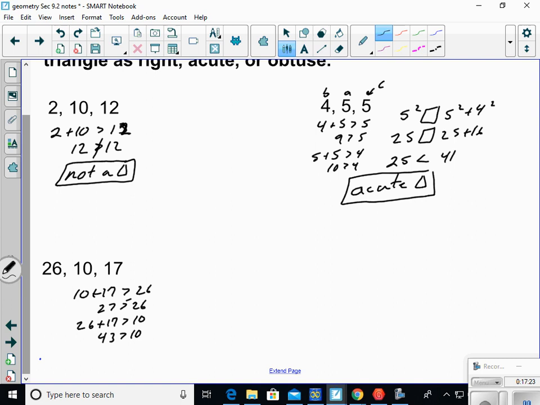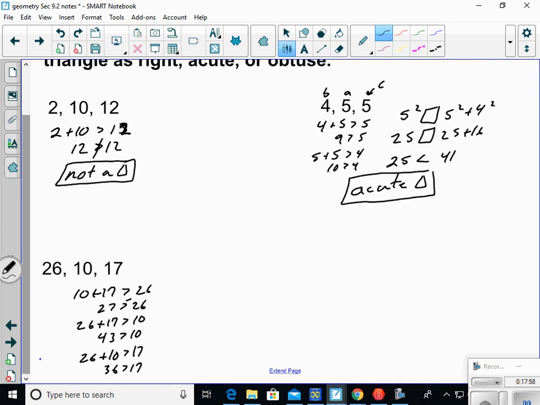And so we can also do, so 10 plus 17 is greater than 26. 26 plus 17 is greater than 10. And 26 plus 10 is greater than 17. 36 is greater than 17. So that works in all cases. Any two sides added together are greater than the third side. So it is a triangle.